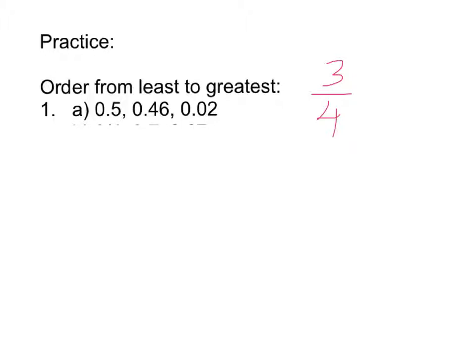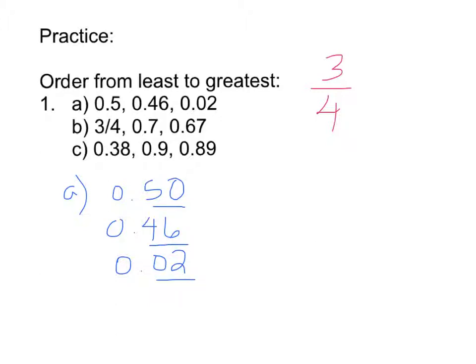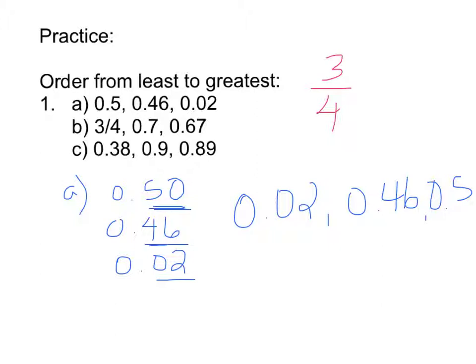All right, so let's take a look. For A, we had 0.5, we had 0.46, and we had 0.02. Now I'm going to use equivalent decimals. I'm going to add a 0 on there, and now I can quickly compare. Is 50 more, is 46 more, or is 2 more? Well, that would mean that 0.02 is the least, 0.46 is next, and 0.5 is greatest. Because adding that 0, we can easily compare 50 to 46 to 2.